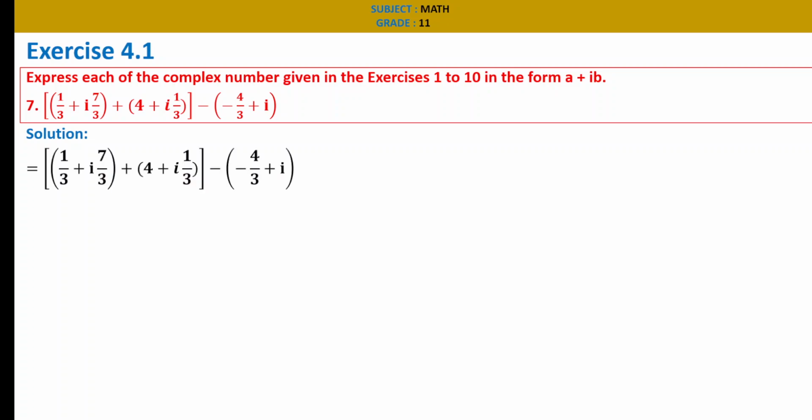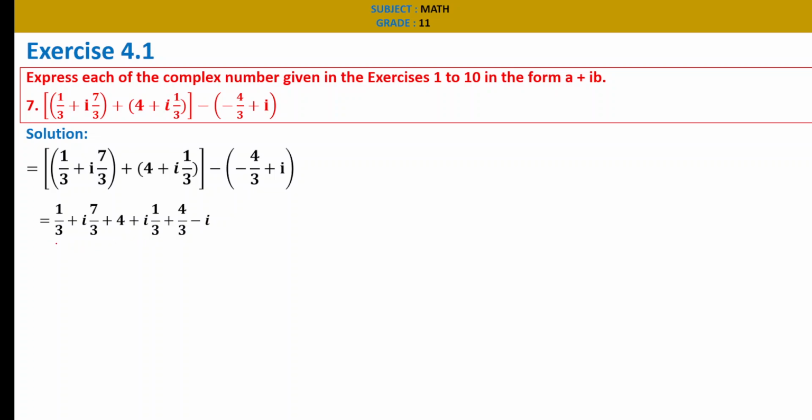Question number 7. Solution. Here the given question is, we need to express this bracket expression. (1 by 3 plus i 7 by 3) plus (4 plus i 1 by 3) minus of (minus 4 by 3 plus i). First let us simplify the real part separately and the imaginary part separately here. So 1 by 3 plus i 7 by 3 plus 4 plus i into 1 by 3, minus into minus is plus, so plus 4 by 3, minus into plus is minus, minus i.